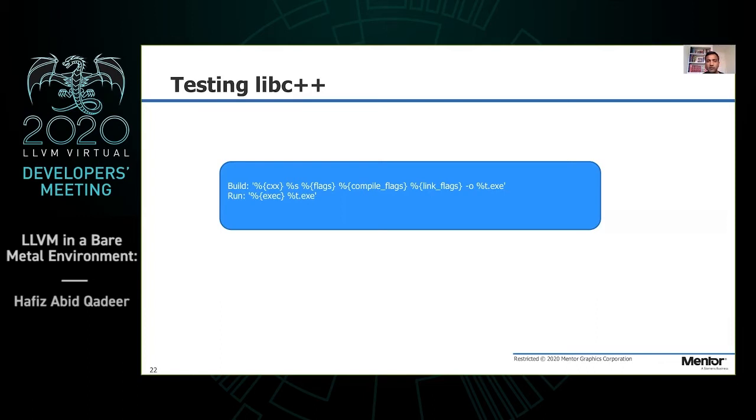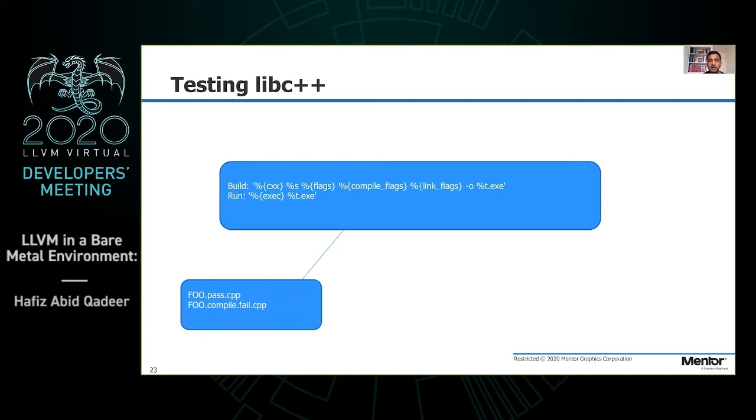But what happens internally is that libc++ uses these two commands that I show here. The first one is used to build your test case, and the second one is used for running the test case. And you can provide a lot of information which will be used when the testing infrastructure substitutes these variables with concrete values. So we look at what information we can provide.